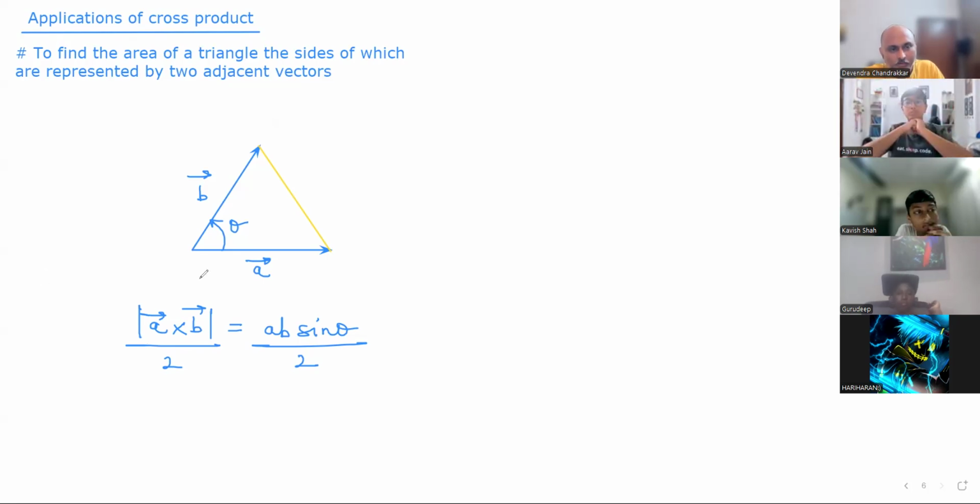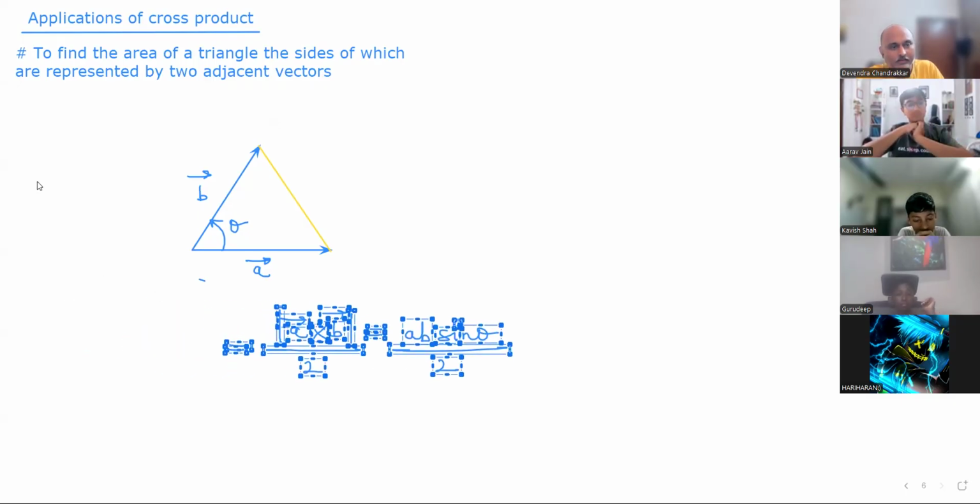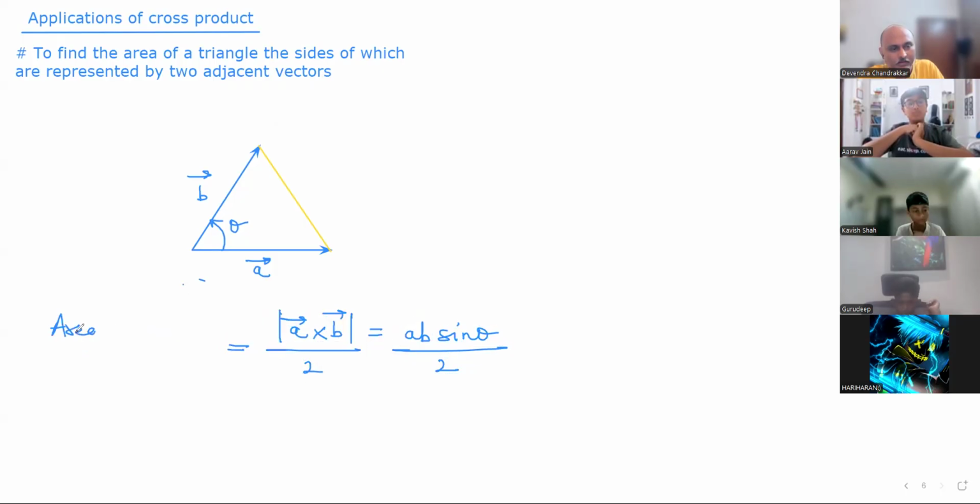Now, I say this is the area of the triangle. Now I have to prove how I can say that this is the area of the triangle. Now, can you see this line? This is a perpendicular of this triangle, right? Let's say this is H. Now, can you see, I can write this H as B sine theta, yes or no?